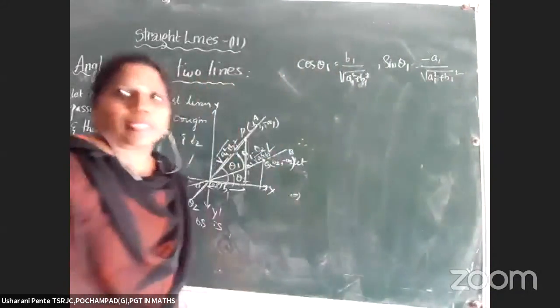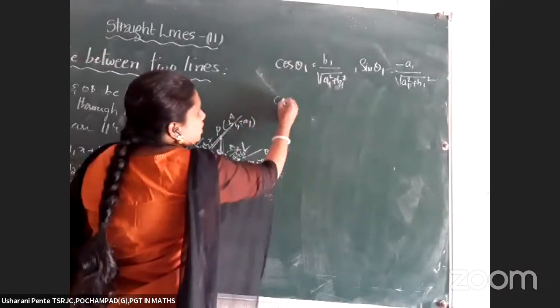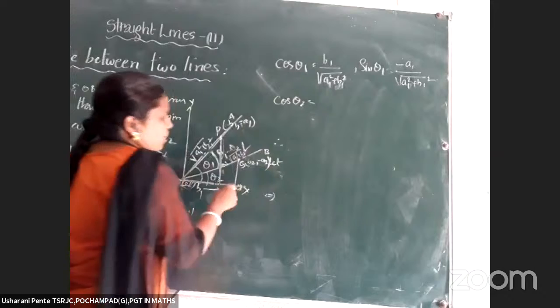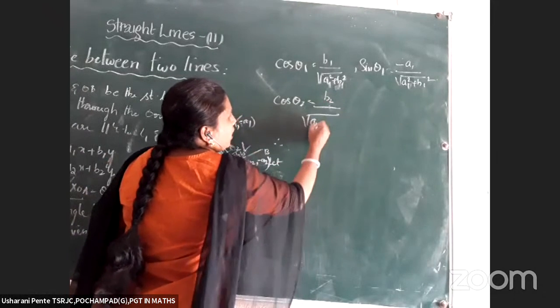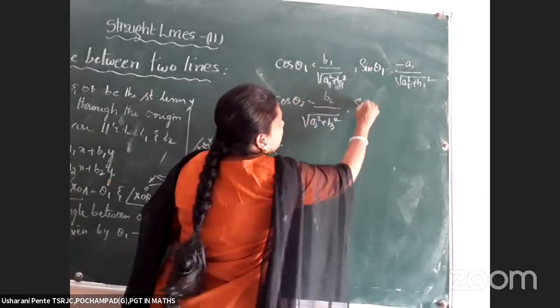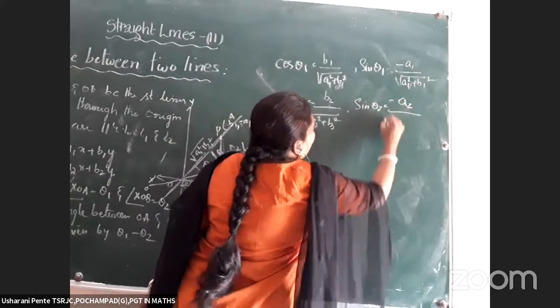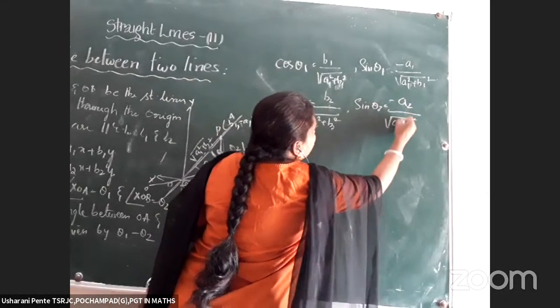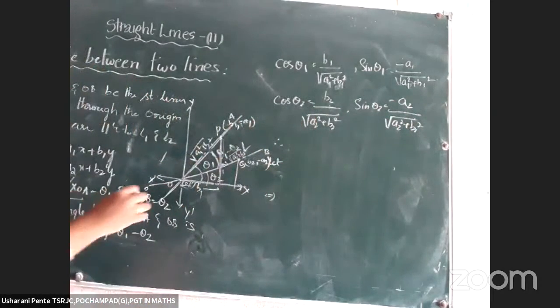So, A1 square plus B1 square. Cos theta 2 is equal to how much? Cos theta 2 is equal to B2 by under root of A2 square plus B2 square, comma, sin theta 2 is equal to A2 by under root of A2 square plus B2 square.